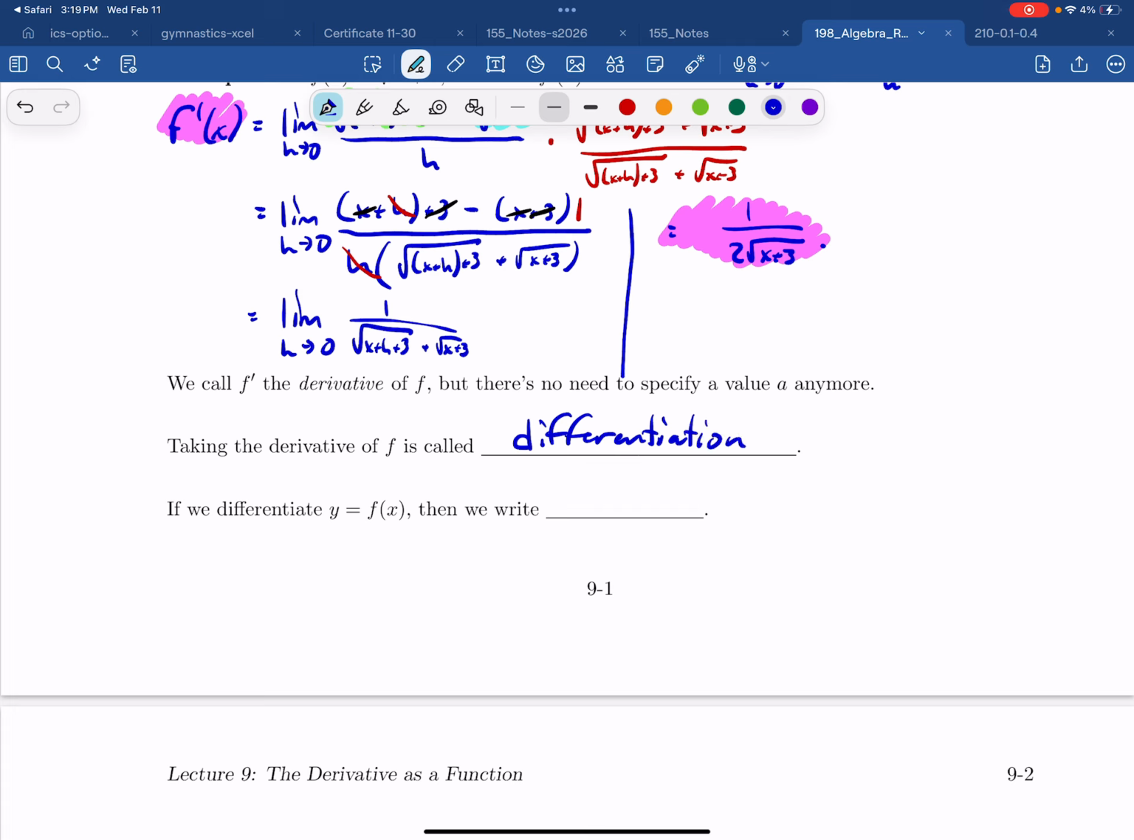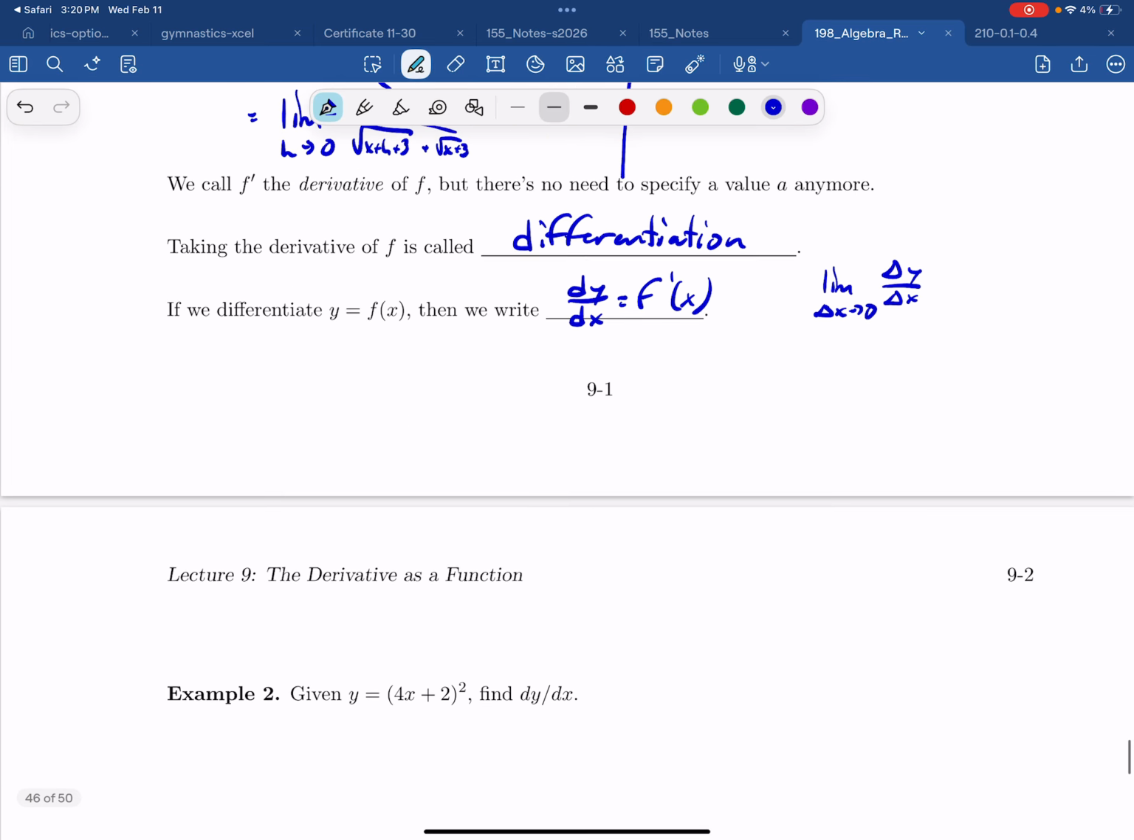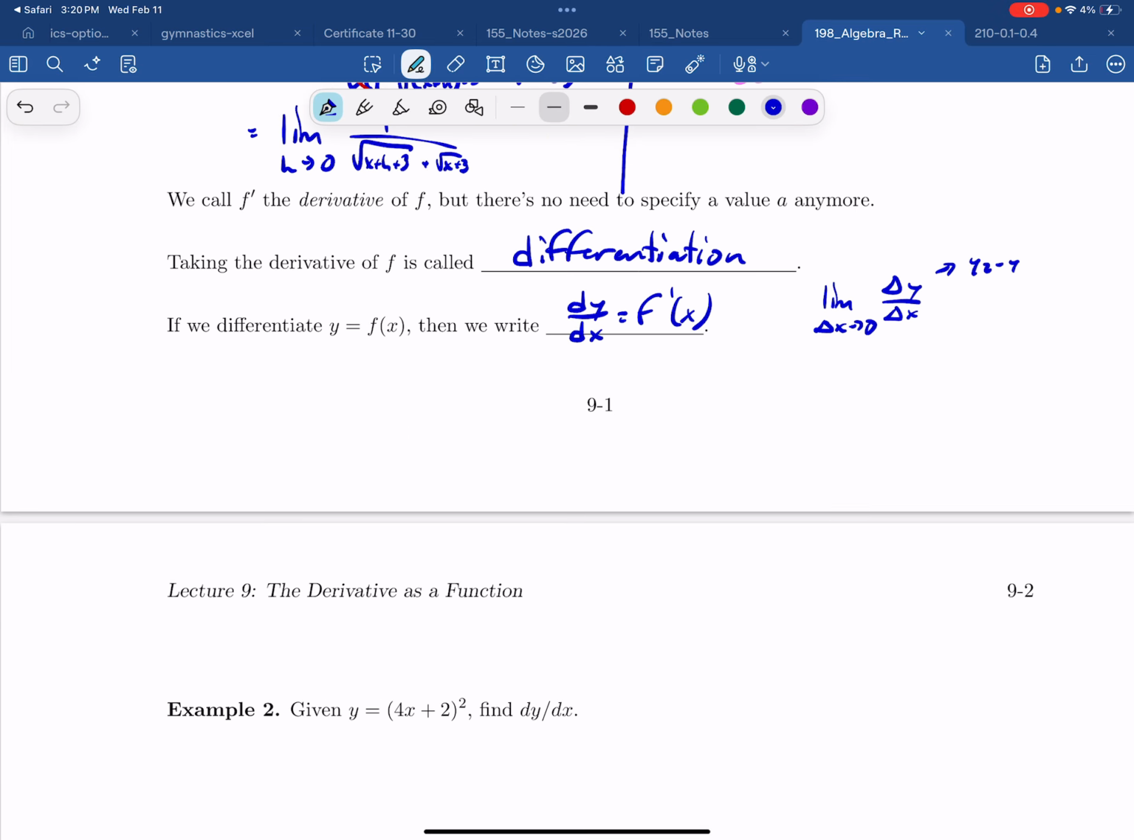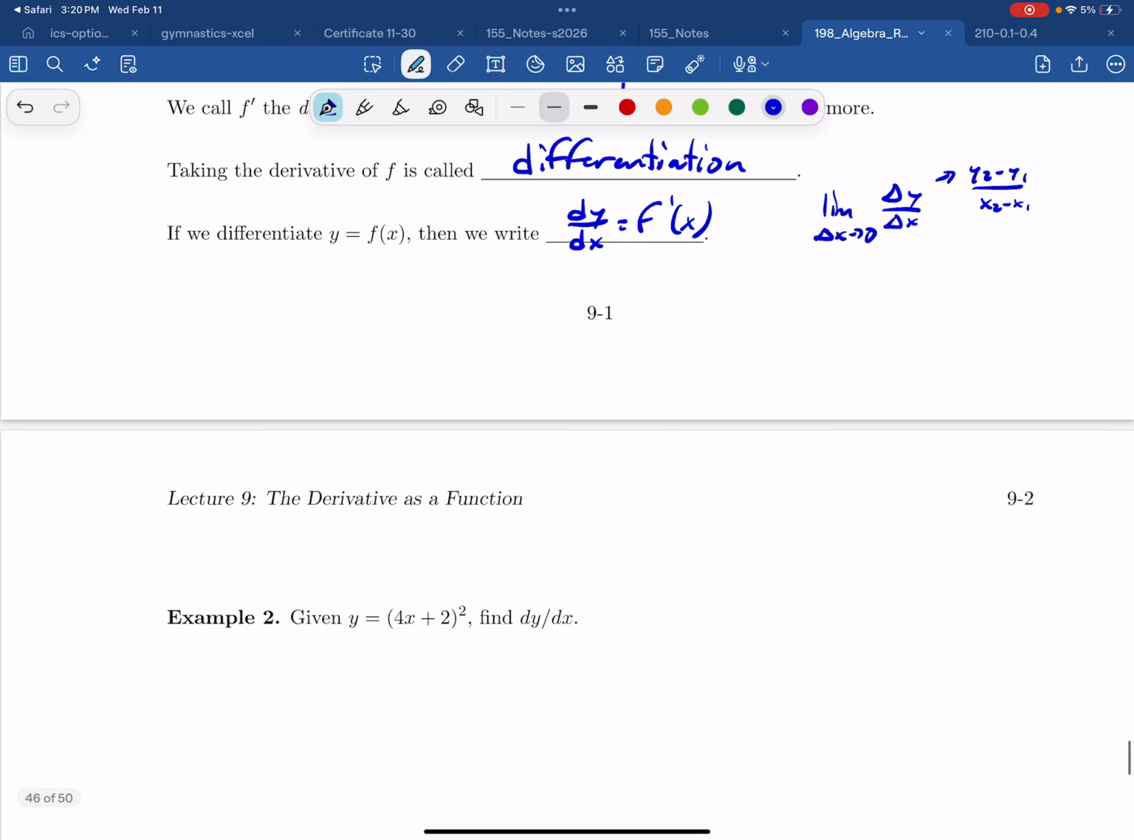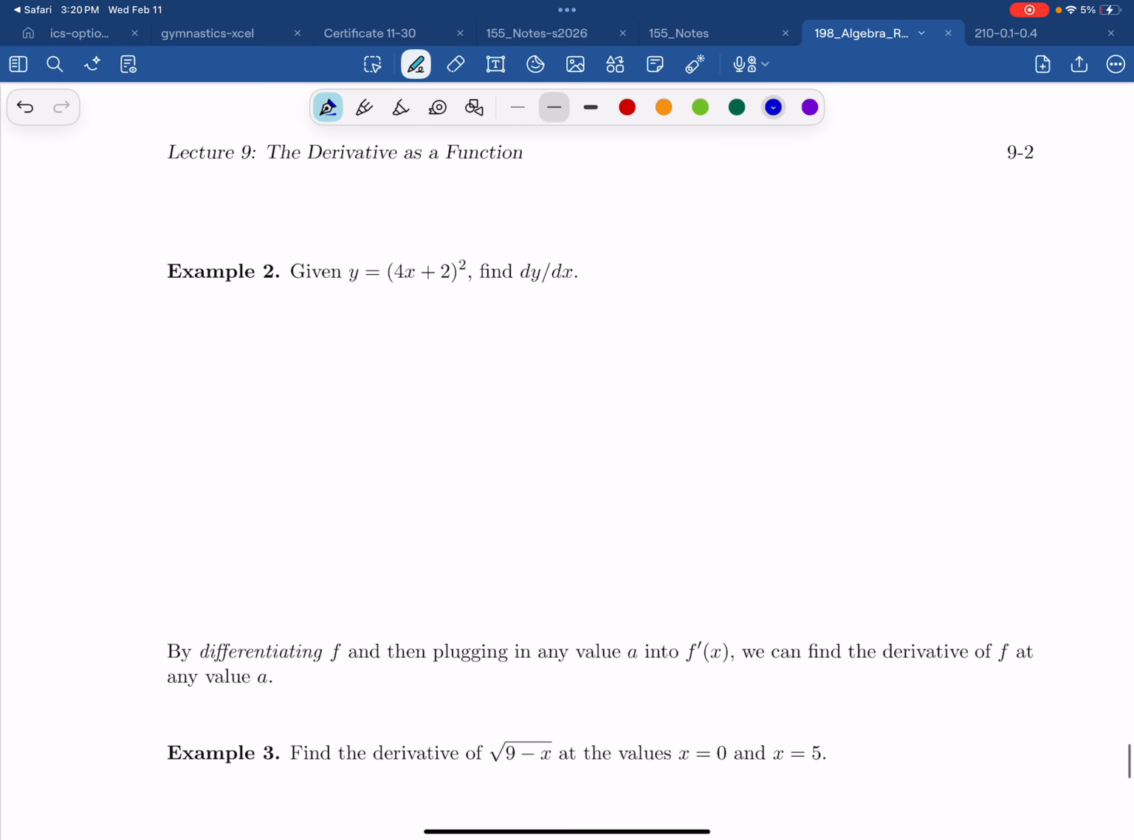Taking the derivative of f is called differentiation. And if we differentiate y equals f of x, then we write dy over dx equals f prime of x. The reason we get dy over dx is, just as a little aside, the limit as delta x approaches 0 of delta y over delta x is just another way of writing the derivative. It comes from y2 minus y1 over x2 minus x1 being the slope. Anyway, here's another example.